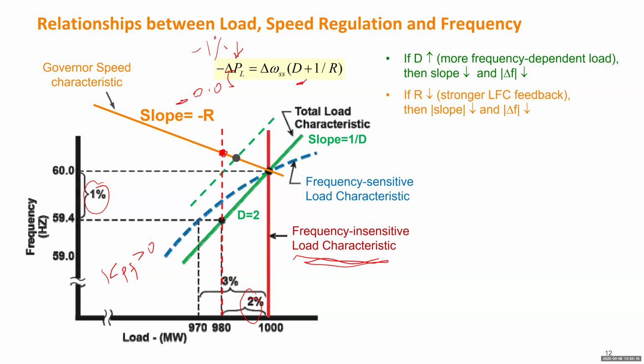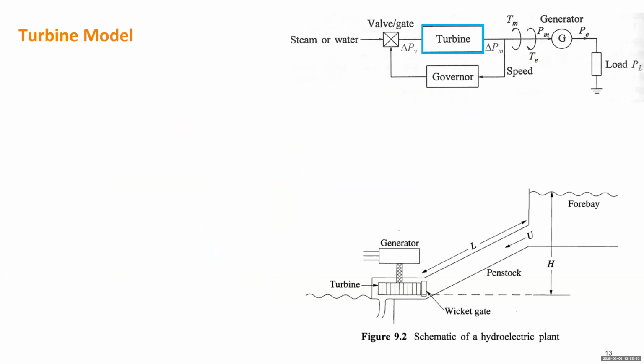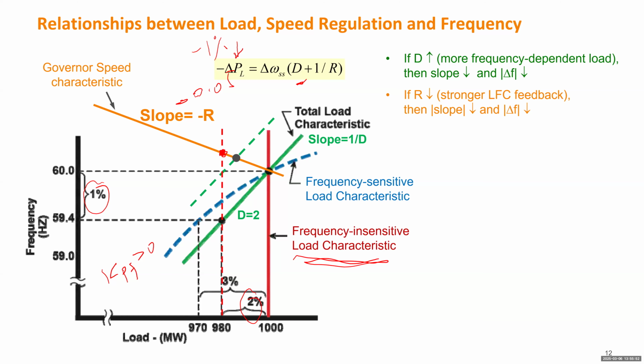All right, so to summarize what we observed from this example: if D increases, which means there is more frequency dependent load, then the green slope will be smaller, and delta F will be smaller. If R decreases, which means a stronger load frequency control feedback, or a bigger gain with the governor, then the orange slope will be smaller, and delta F will be smaller. Any questions?